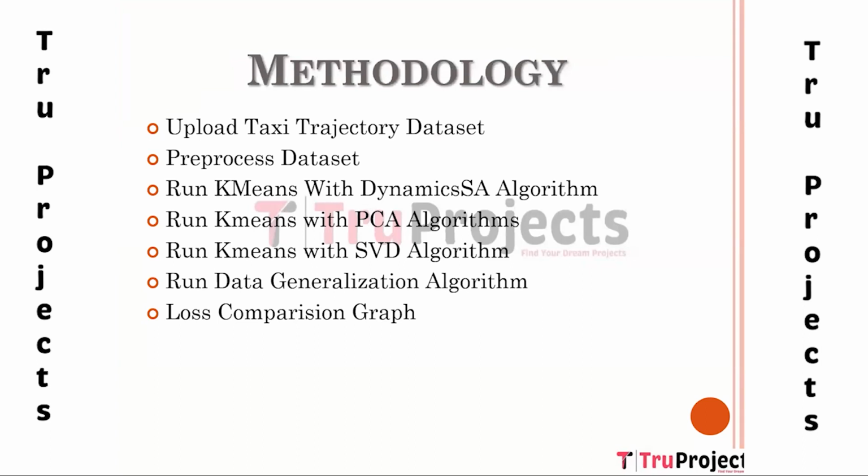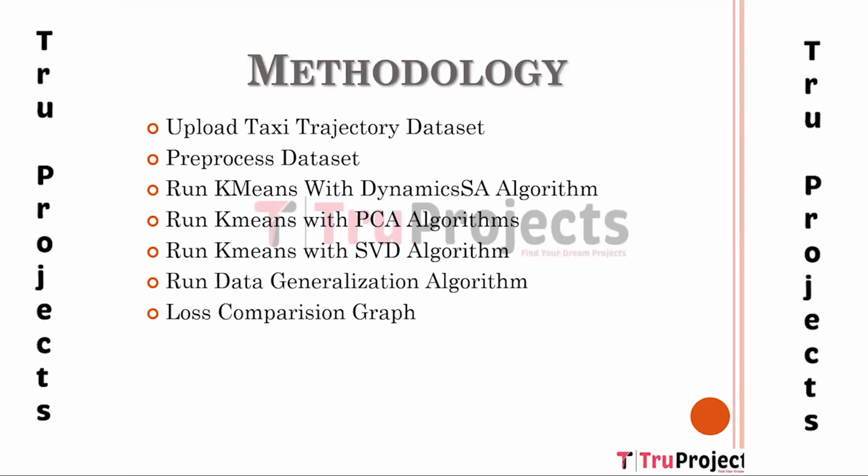These are the modules for the execution of the project. In the first module, which is upload taxi trajectory dataset, here we will be uploading the dataset. The next one is pre-process the dataset. The data contains null values, so we need to remove them. Then the location is extracted.